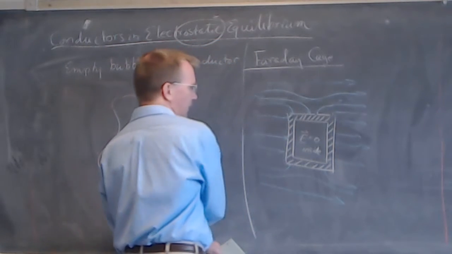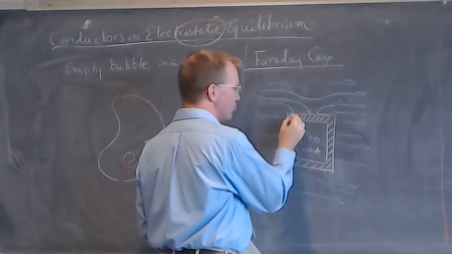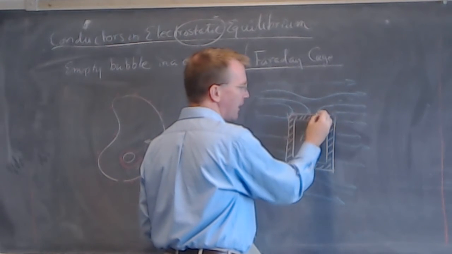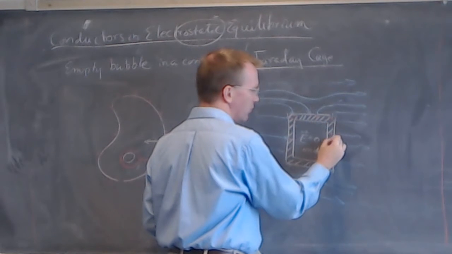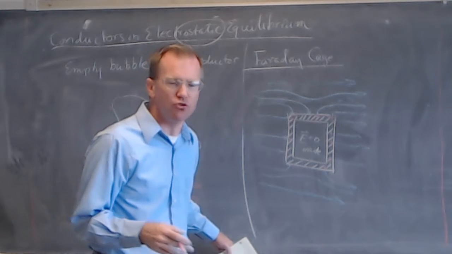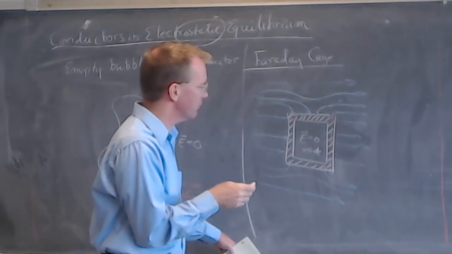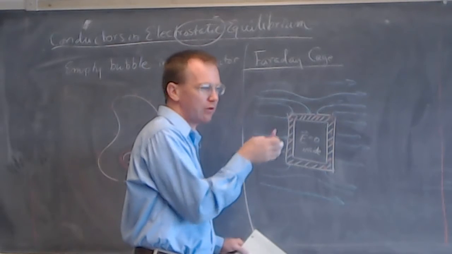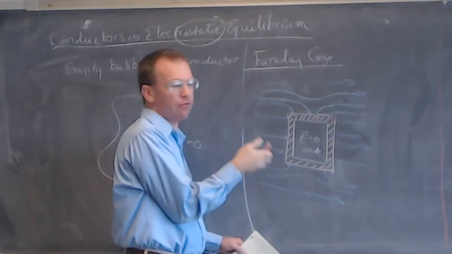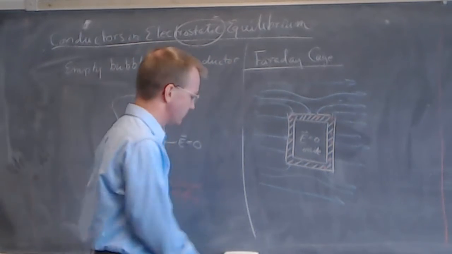Now, if that's the case then I have to have negative charges here where the lines come in, and positive charges over here where the lines leave. And so the electric charges on the exterior surface of the conductor rearrange themselves. Even if it's electrically neutral, it polarizes the conductor. Positive charges over here, negative charges over here.